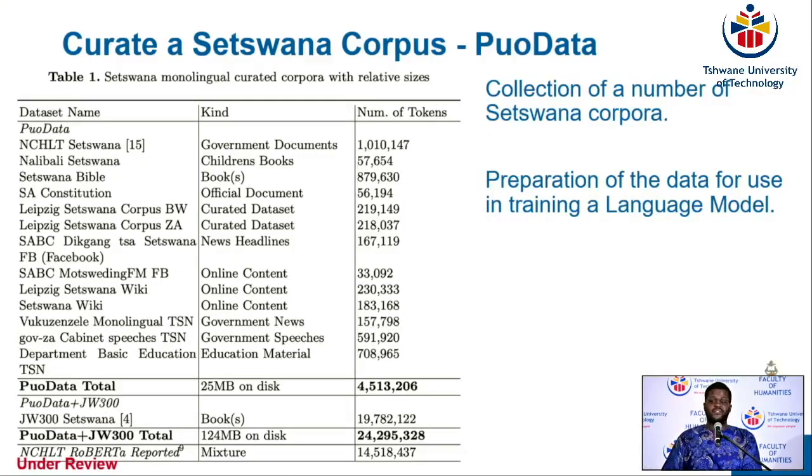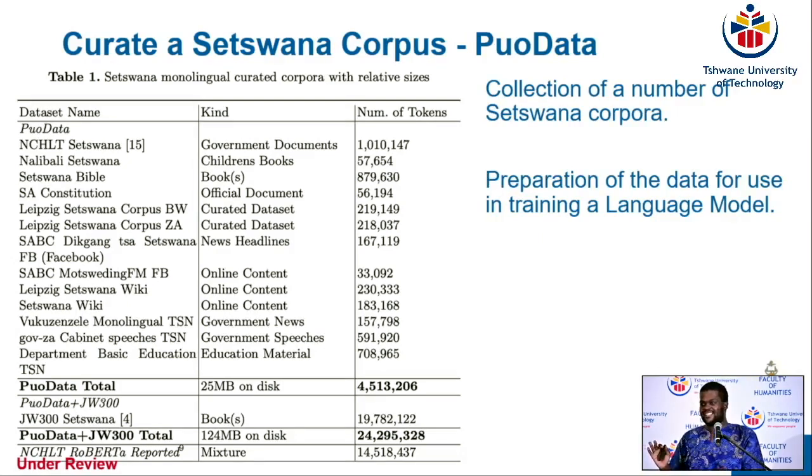So the first thing you have to do is get corpora. For English, for ChatGPT, it's terabytes to petabytes of data in English that is used. We spent 3 years coming together with this mixed corpora called Puo Data. And you can see all the different things that it has inside: NCHLT, Nalibali, the Bible, the Constitution, Leipzig, SABC, Dikang, Facebook, Motsweding FM, Wikipedia, Vukuzenzele, which we had already done the work on. So now we have that available to ourselves, Department of Basic Education. If you download that data to your disk, it's 25 megabytes.